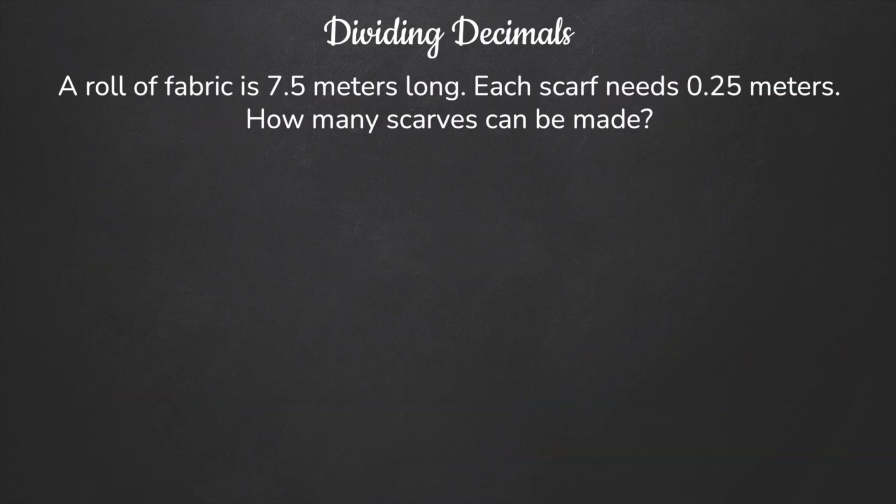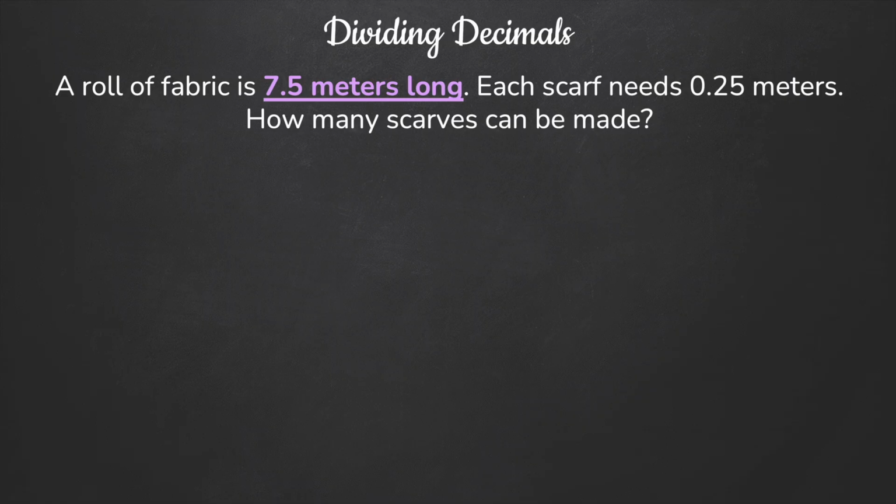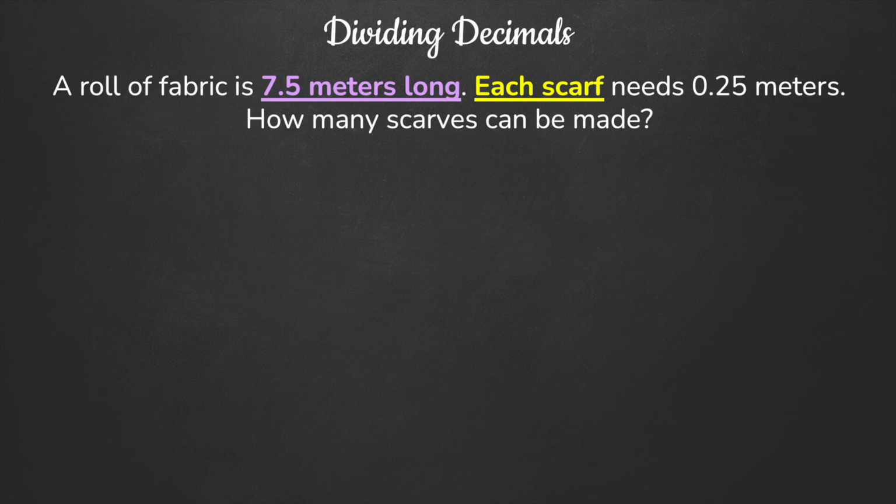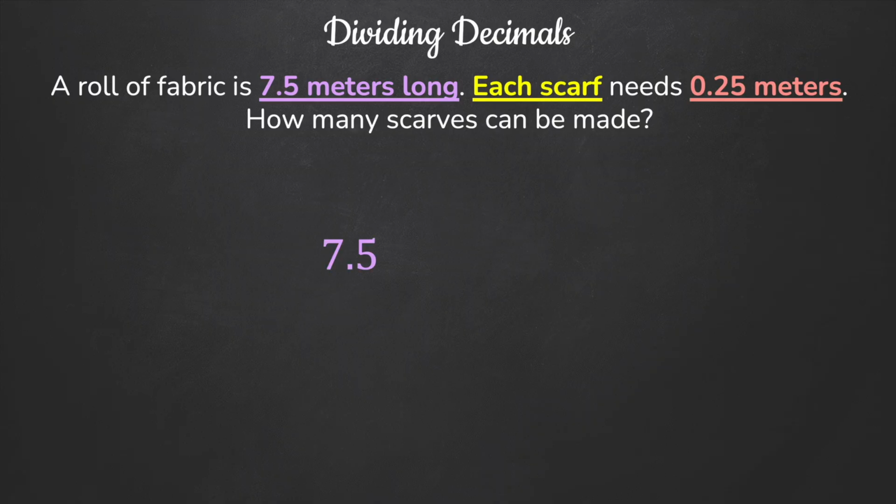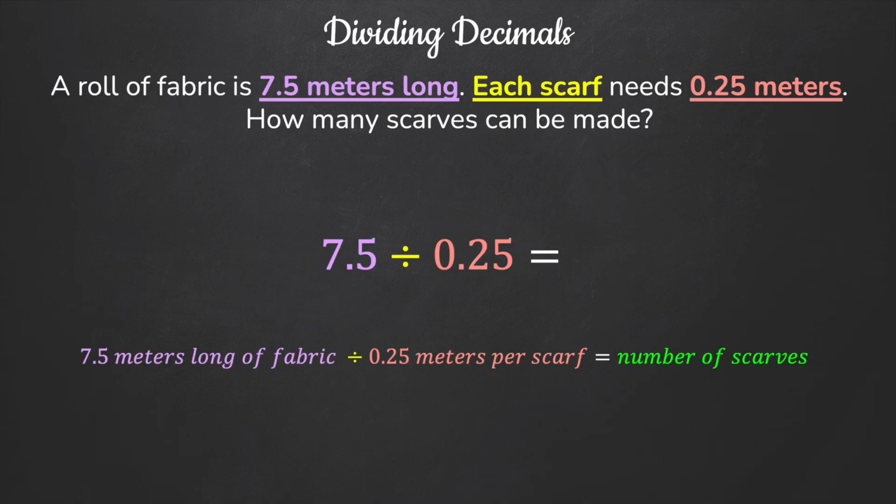Here we have our final problem, which says a roll of fabric is 7.5 meters long. Each scarf needs 0.25 meters. So how many scarves can be made? We know that in total we have 7.5 meters of fabric. And we know that each scarf takes the same amount of fabric, which is 0.25. So we're going to go ahead and take 7.5 and divide that by 0.25. So we're going to take the total amount of fabric we have divided by the amount of fabric needed to make a scarf to figure out the number of scarves we can make.